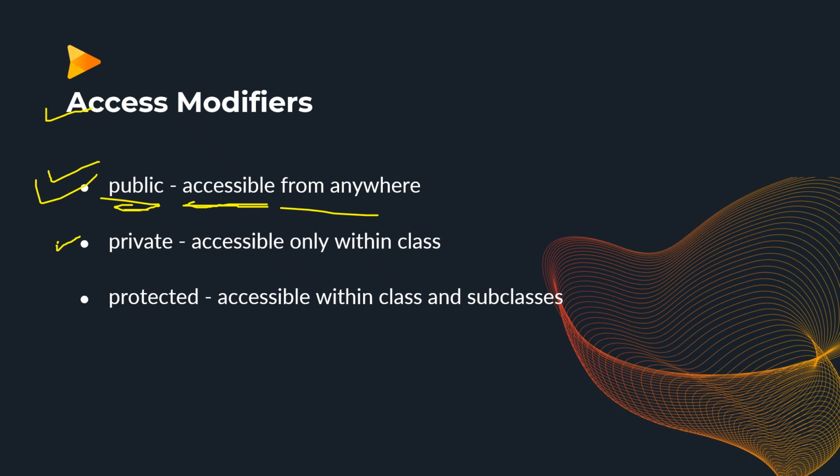Now private. Private can be accessible only within the class. It is very secure, and for security purposes or for implementing encapsulation, we use the private access modifier. We have seen this in our encapsulation. Now protected: it can be accessible within the class and subclasses. So it can be accessed from our child class or by using the parent class. We are going to see what a child class and parent class are in our inheritance chapter.